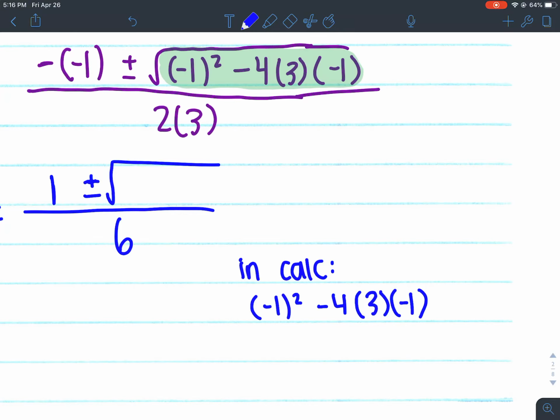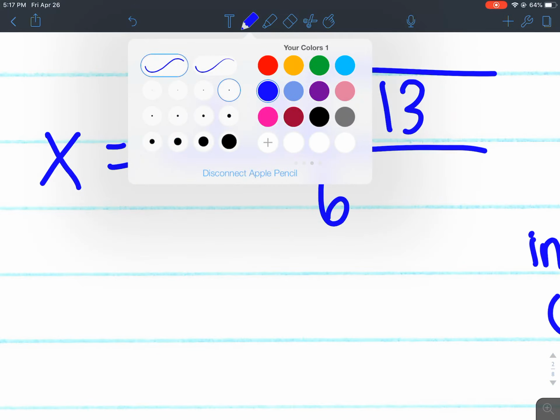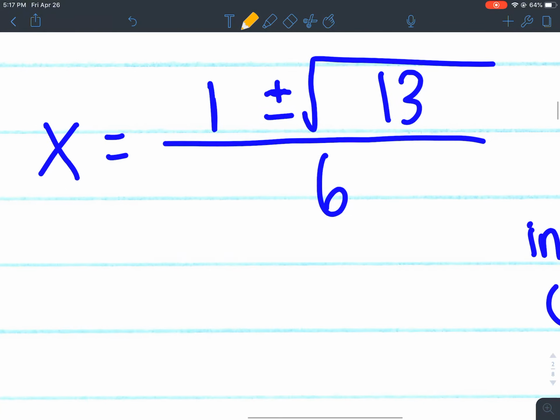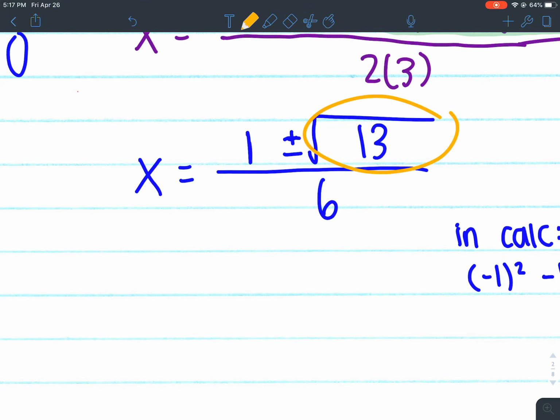You don't type the square root in. You should get 13, okay? And then at this point, before you box your answer and say I'm done, that's it, you always want to check to see if your radicals can be simplified any further. So I have square root of 13. Well, I know 13 is prime, so I actually can't simplify that any further.